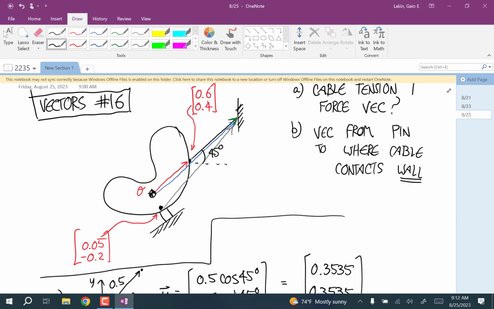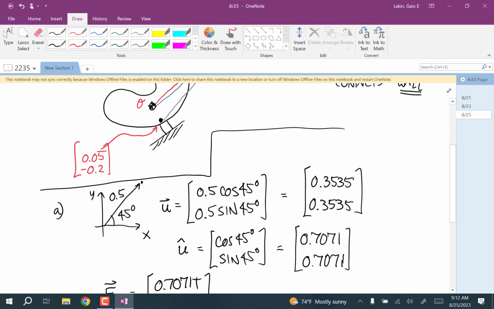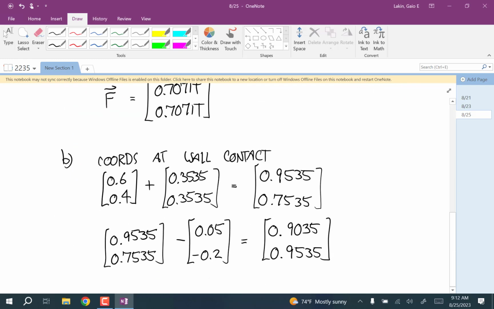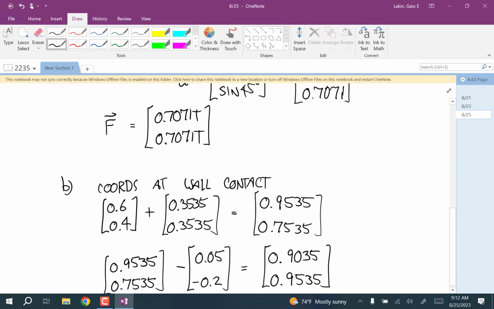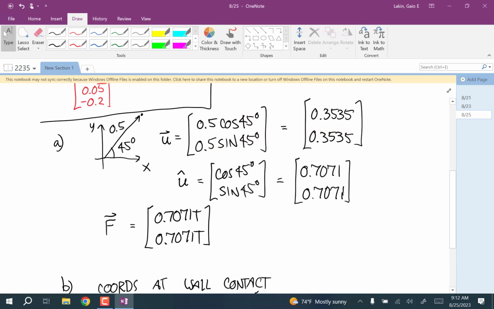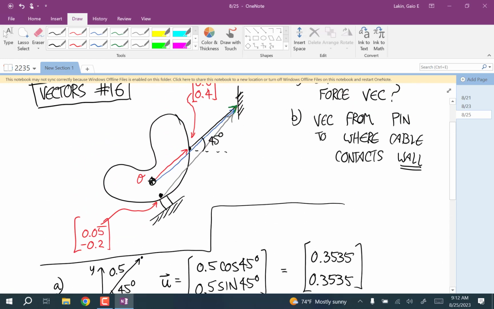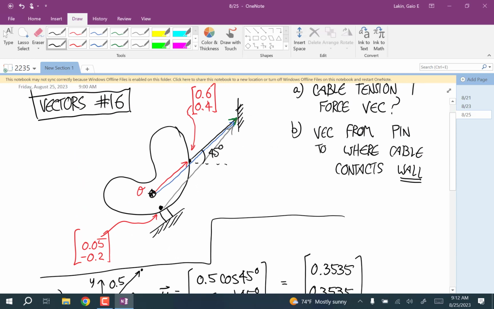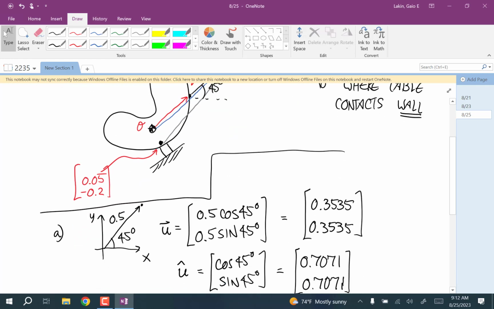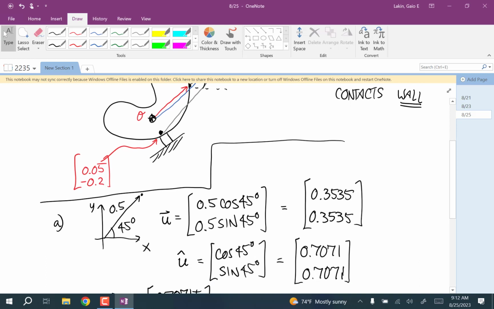Yeah. So for part A, it doesn't matter where it's attached, the cable. Well, you could do it that way. I could have calculated the coordinates at the wall contact, and then subtracted the coordinates at the body contact, and then taken the unit vector of that, and I would have gotten the same thing. But notice that when you use cosine and sine of an angle, what you're doing is calculating a unit vector. So we just sort of skipped all those steps. Okay, you can do it either way.